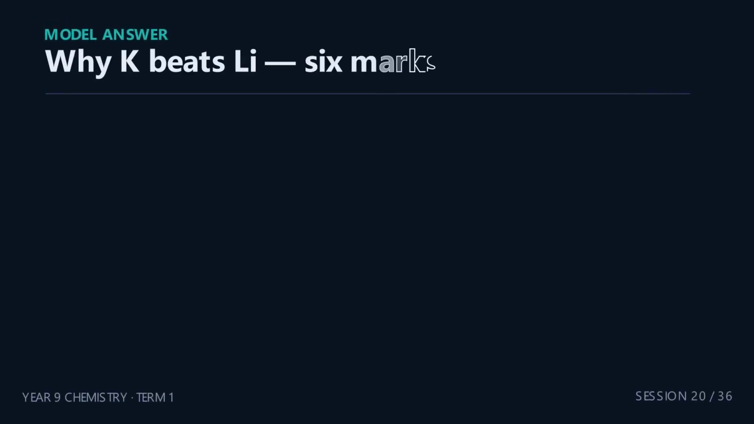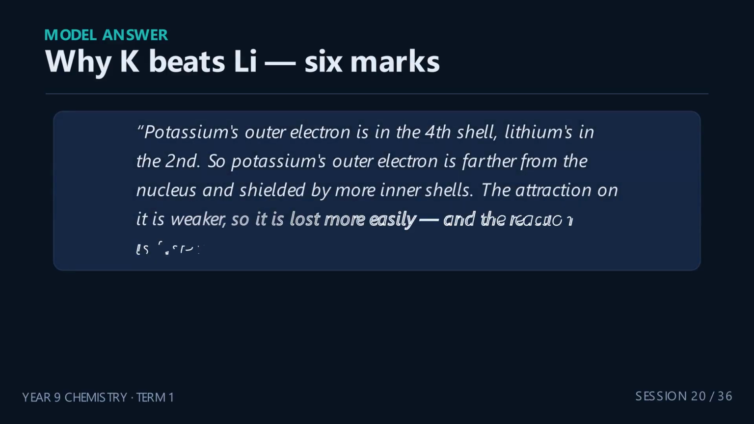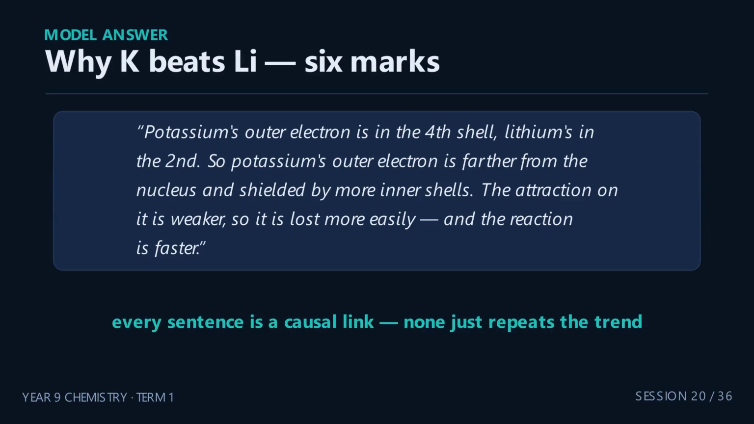Let's assemble the 6-mark answer. Why does potassium react more vigorously with water than lithium? Potassium's outer electron is in the 4th shell, lithium's in the 2nd. So potassium's outer electron is farther from the nucleus and shielded by more inner shells. The attraction on it is weaker, so it is lost more easily, and the reaction is faster. Every sentence is a causal link. No sentence just repeats the trend.